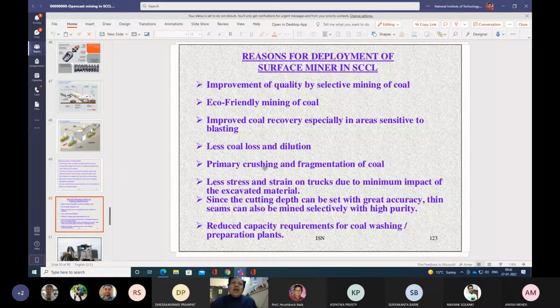Less stress and strain on the trucks due to minimum impact of the excavated material. While the material is loaded to the trucks, if there are boulders, there will be more stress and strain on the trucks. But in this case, since you are getting primary crushed material, fragmented coal, it will have less stress and strain on the trucks due to minimum impact of the excavated material.